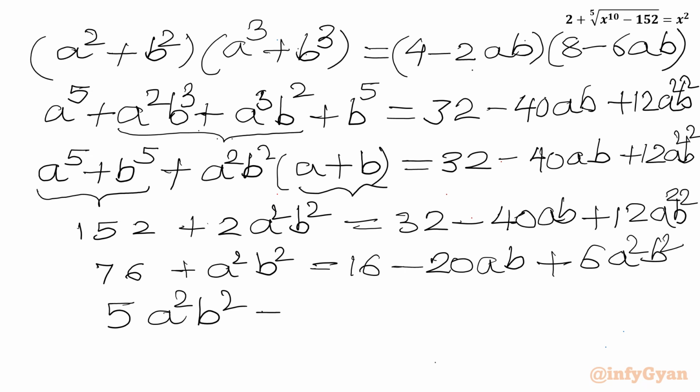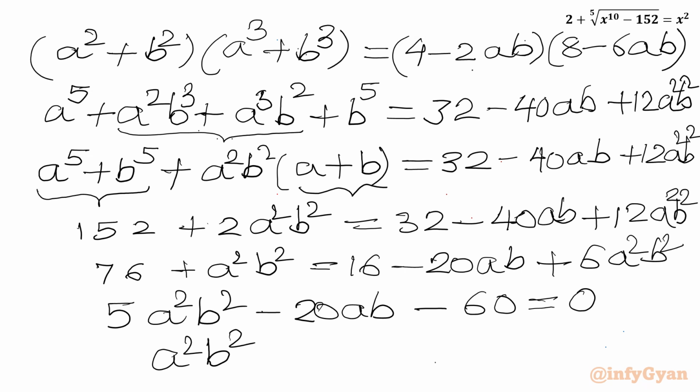Then minus 20ab. Then 16 minus 76 minus 60 equal to 0. The equation is divisible by 5. We will write a square b square minus 4 times ab minus 12 equal to 0. Now this is one quadratic equation in AB.